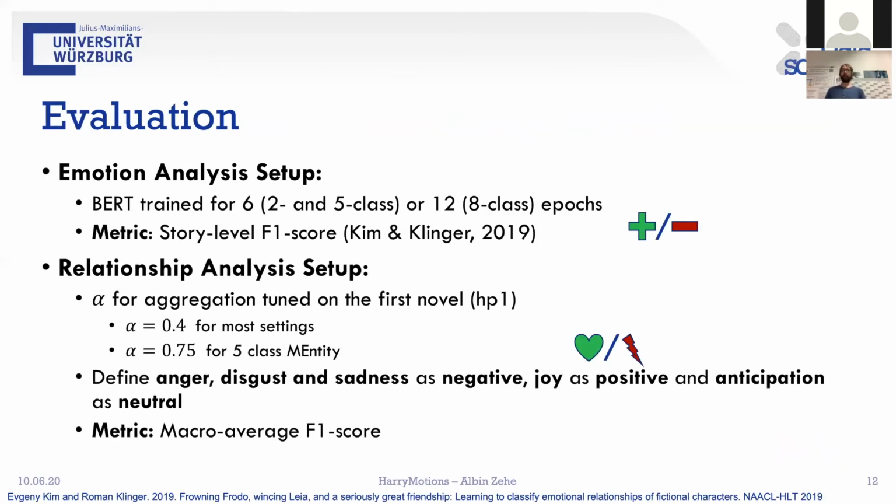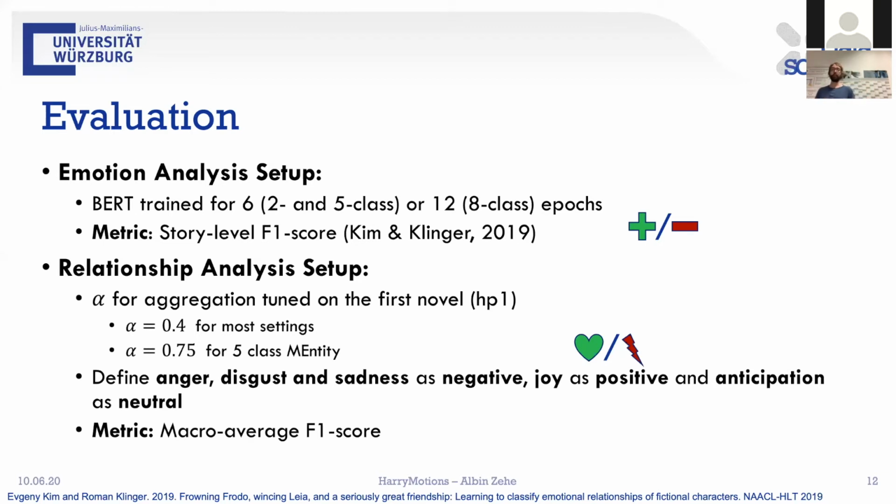Now for our evaluation setting, we have the setup for the emotion analysis task and for the relationship analysis task. For the emotion analysis, here we just need to set the number of epochs for the BERT training, which we set to 6 epochs for the 2 and 5 class settings, and to 12 epochs for the more complex 8 class setting. As an evaluation metric, we use the story level F1 score as done by Kim and Klinger, which basically averages first over all annotations in a story, and then again averages over all the stories to perform the final evaluation. This is kind of similar to a macro average F1 score.